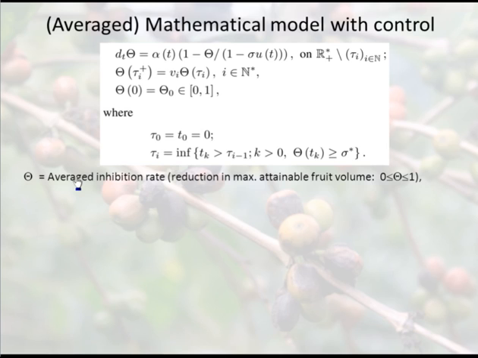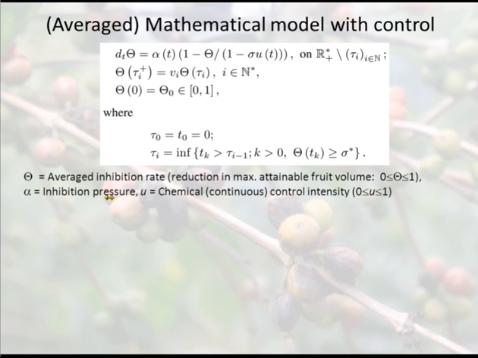Theta is called the inhibition rate, which expresses the reduction in maximum attainable fruit volume. If a certain inhibition rate is maintained over the life of the plant, then the maximum volume of the fruit is reduced by that amount. And here you can see that theta has a sort of logistic form. The time derivative of theta is proportional to 1 minus theta, so there is saturation.